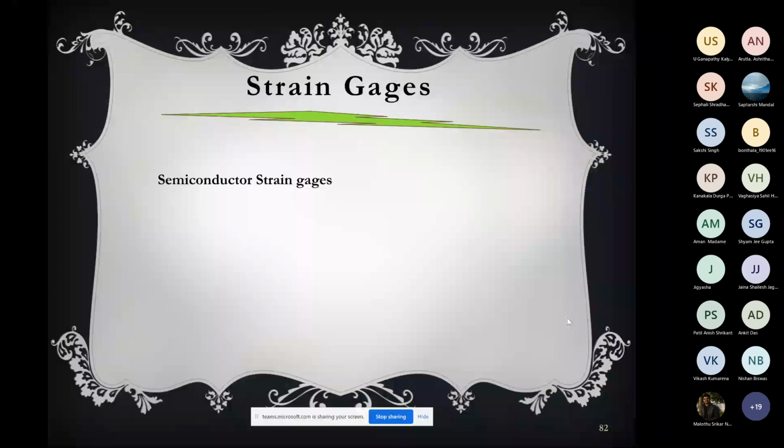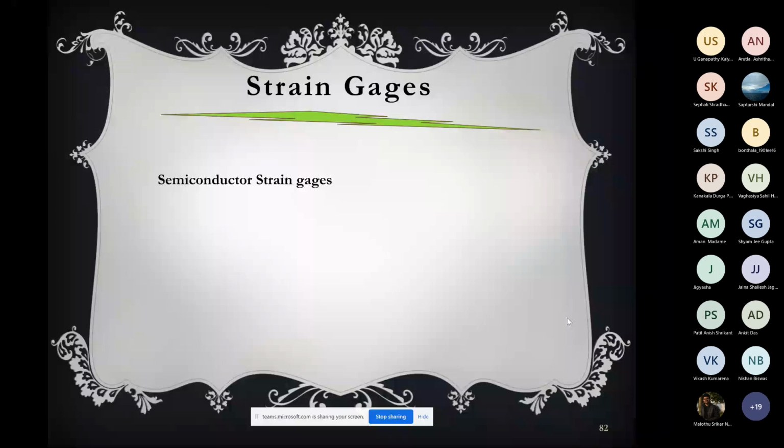Now, these are the advantages. But in the lab, you will still see the metal strain gauge, right? Whose sensitivity is low, gauge factor is low. You might be wondering whether, because of money or some issue, we are not buying the semiconductor strain gauge. That is not the case.